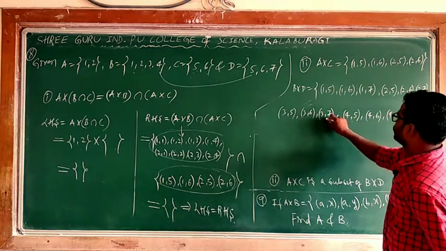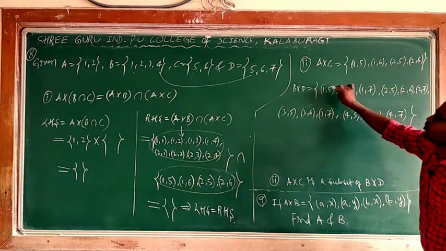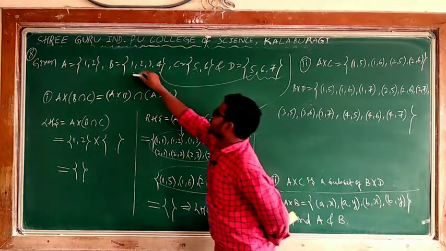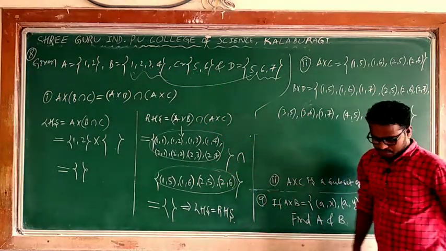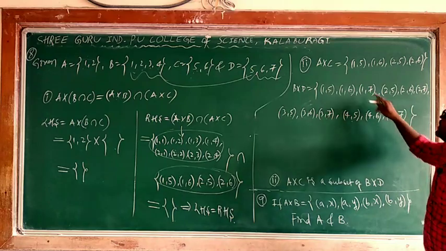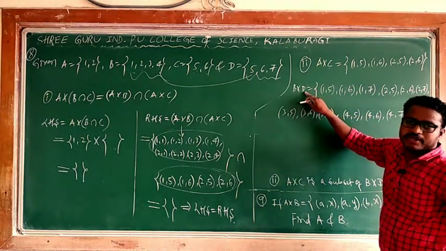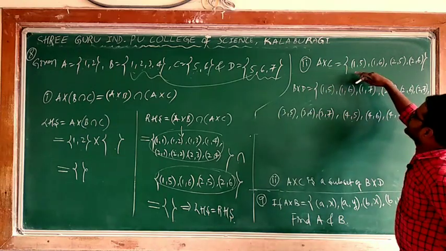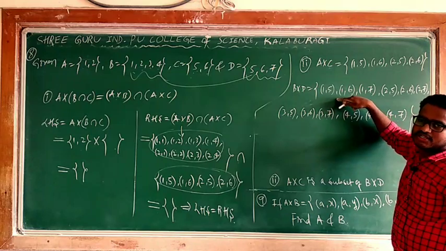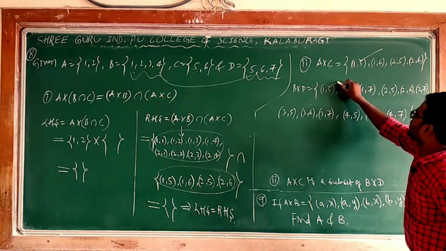1, 2, 3, 4, 5, 6, 7, 8, 9, 10, 11, 12, because these are 3 elements, these are 4 elements. 3 into 4 is 12 elements here, 12 ordered pairs. Can I say A is a subset of B cross D? If A is a subset of B cross D, every element of A cross C is also an element of B cross D. Means can I say (1, 5) is here? Can I say (1, 5) here also?